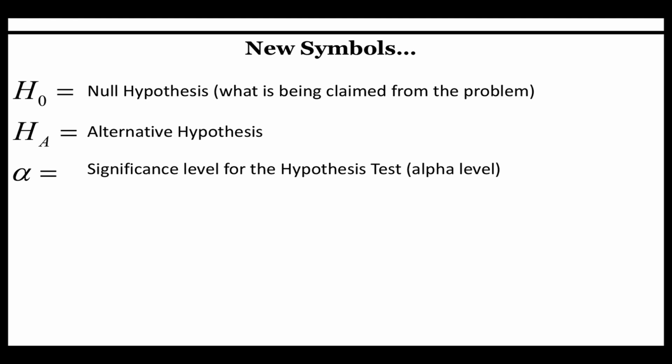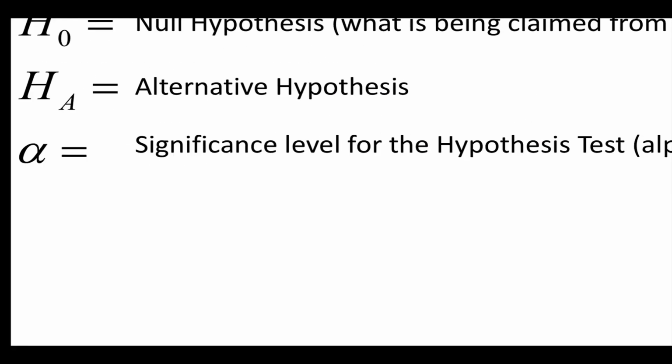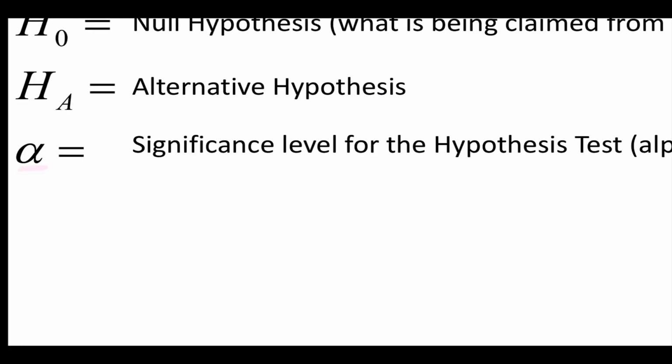For example, a very common alpha level is 5%. Okay? No, that's an alpha. It's a Greek letter. Wait, why is it an A on this side? Which one? This guy right here? Can you redraw it? That's alpha.